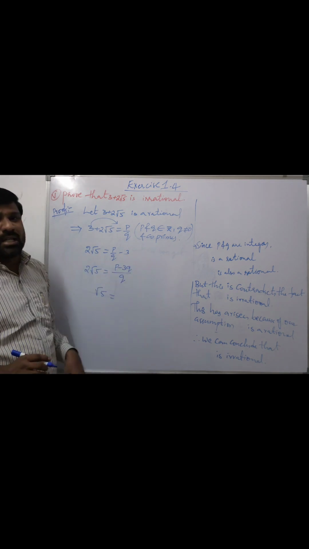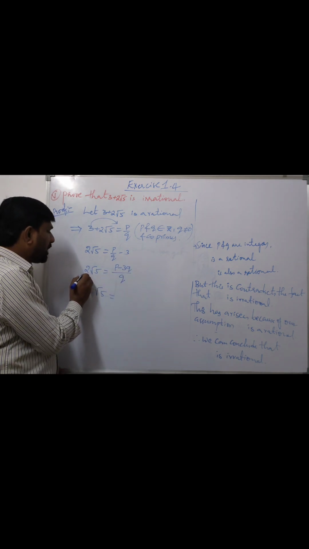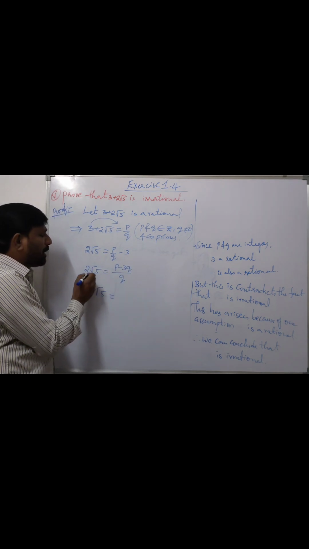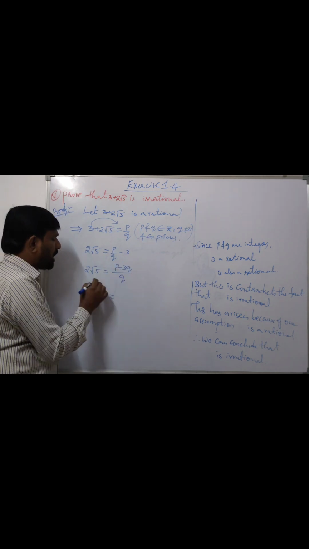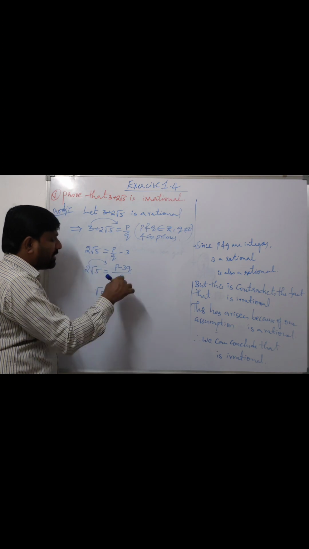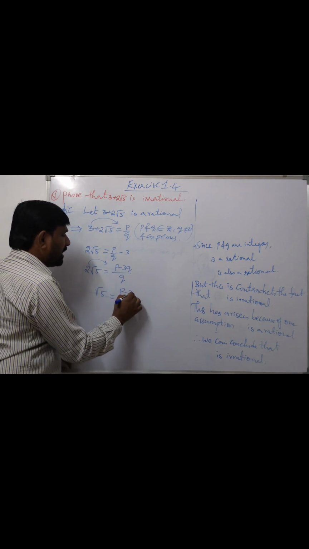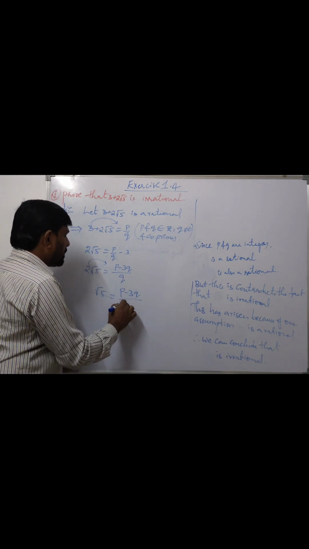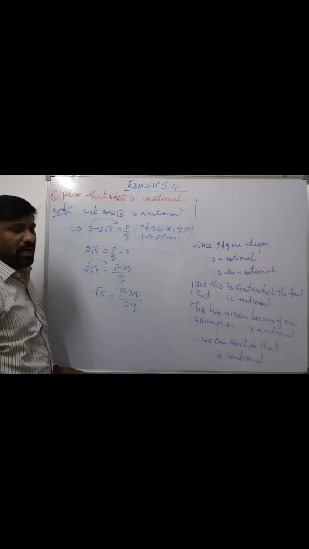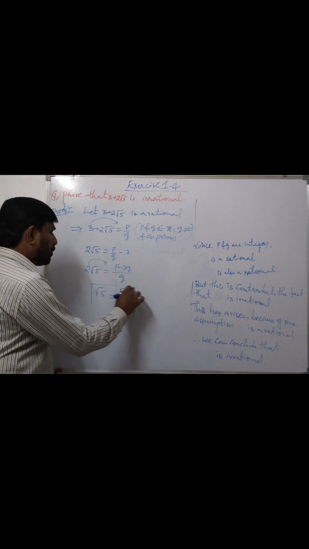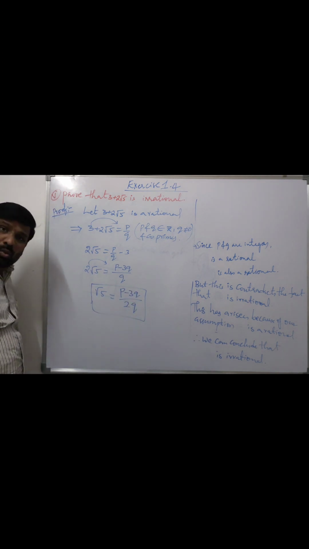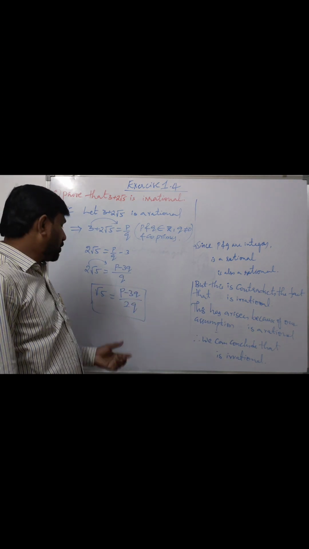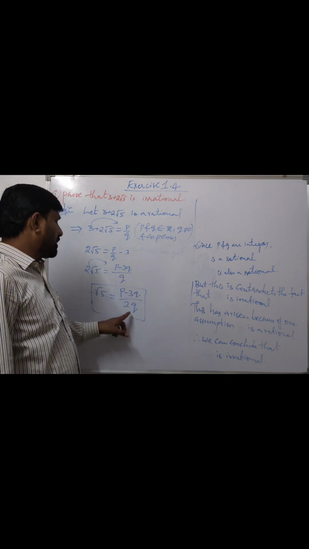Now you have to get only root 5 but not the 2 also. Send this 2 to the RHS. What operation is it doing here? 2 on root 5 is multiplying. If you send it to the RHS, it becomes division, because in the LHS 2 is multiplying. So we have made root 5 the subject. Root 5 is equal to p minus 3q by 2q. So an irrational number is equal to p minus 3q by 2q.